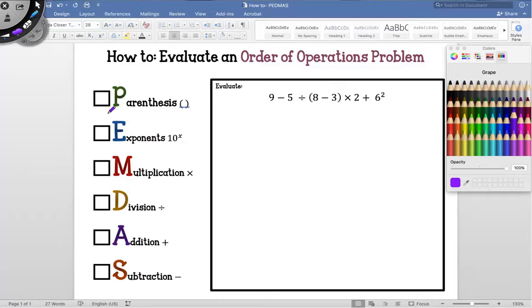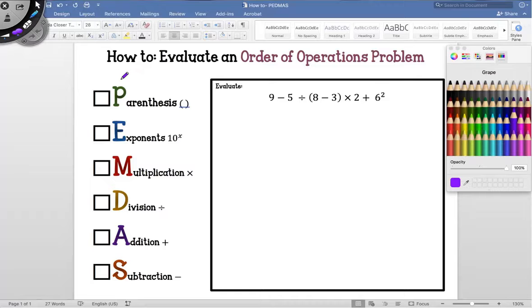A lot of people, that seems to kind of stick with them. That's the way that I remembered it when I learned this when I was in school. So it's really whatever works best for you, whatever way helps you the most. So those are the two ways that you can remember in what order you're going to do each step. So we have our problem over here.